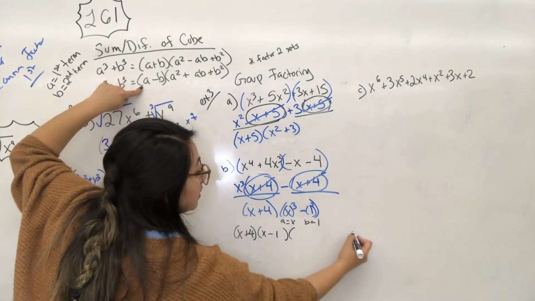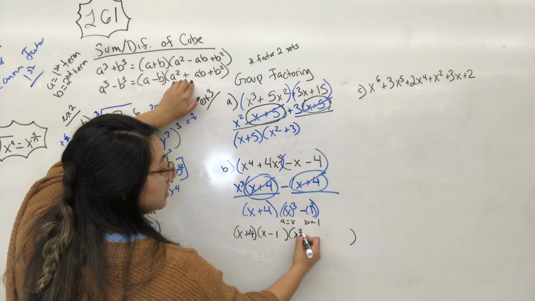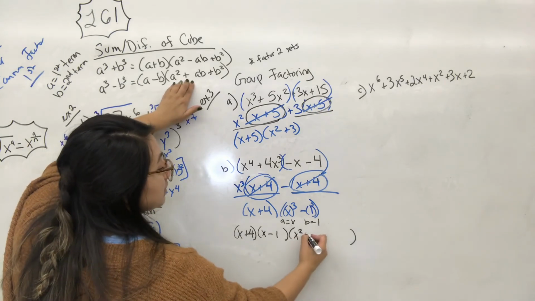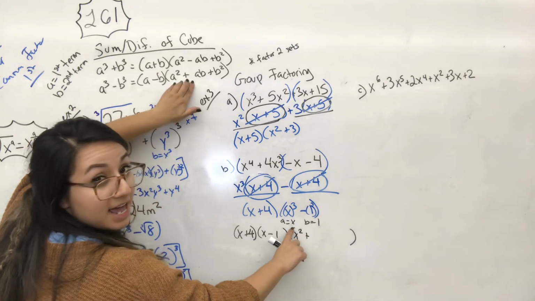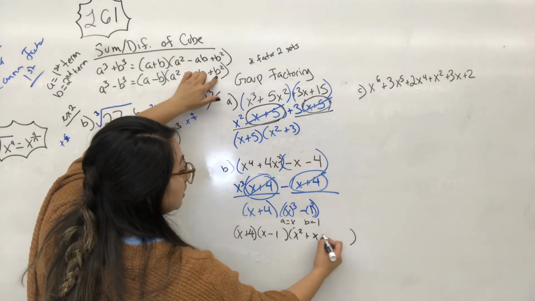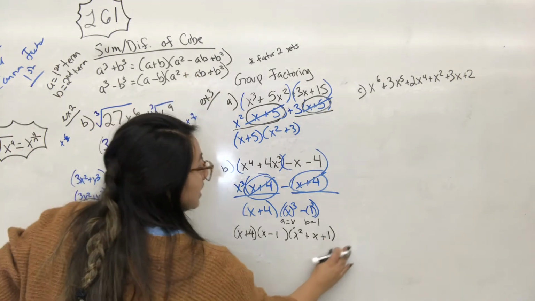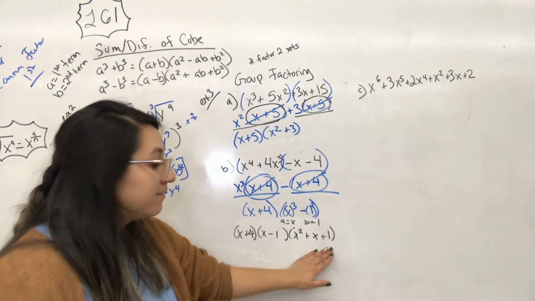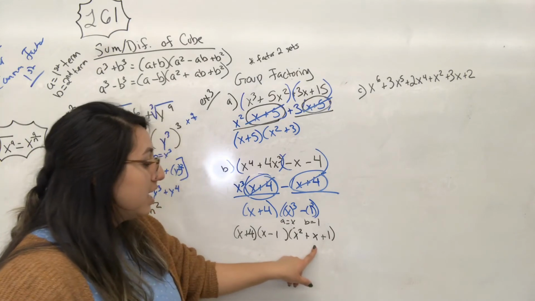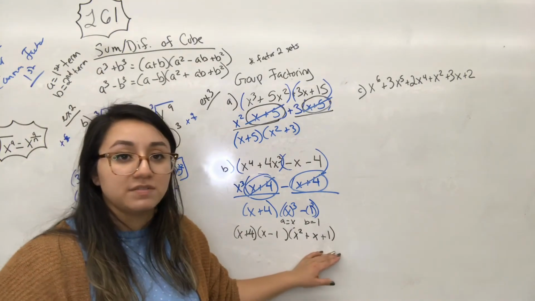Then you have the whole trinomial. The first term squared, x squared, plus your first term times your second term. X times 1 just gives you x again. And then your second term squared, 1 squared is just 1, and that's your answer here. You can't find factors of c that will give you b. In this case, that's the answer right there.